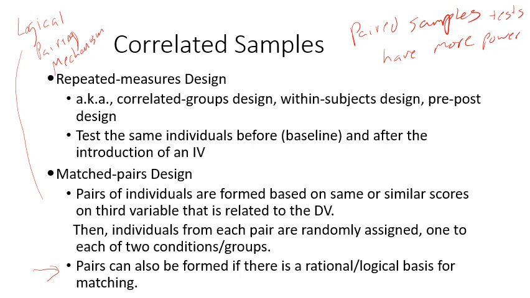I hope I've explained that well enough, but this is how you decide whether you're doing a paired samples test or an independent samples test. For a paired samples test, you've either got before and after testing, or you've got a logical pairing mechanism. For independent samples, there's no way to pair individuals or participants from sample 1 to sample 2.